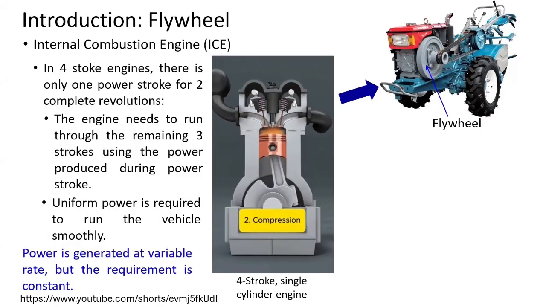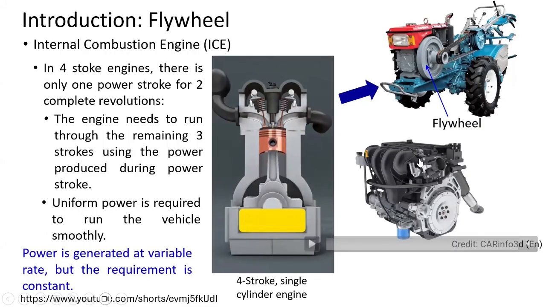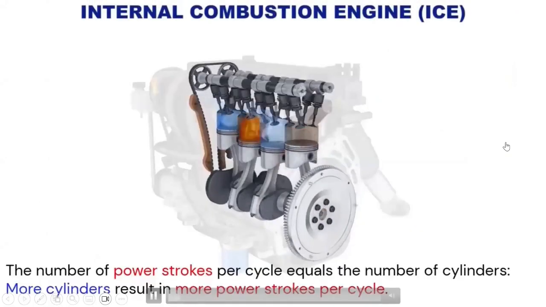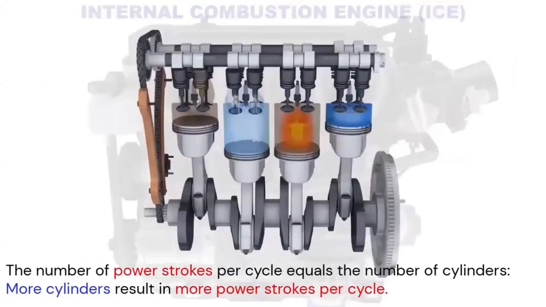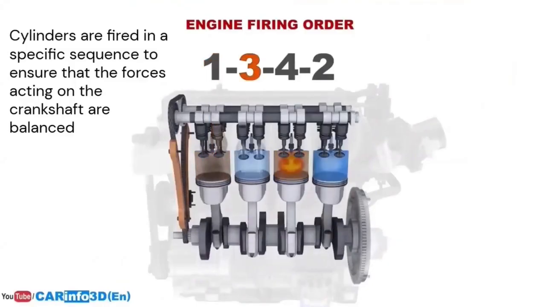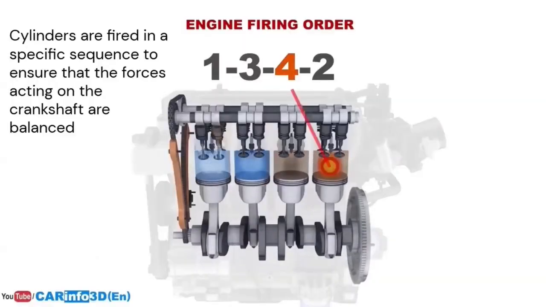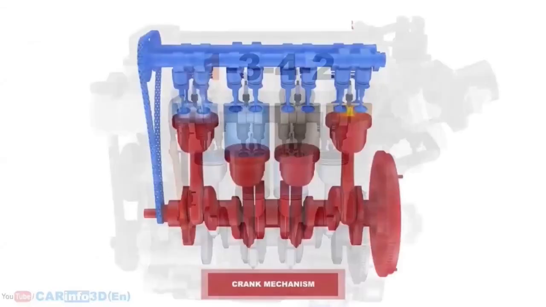Now, not all engines are of single cylinder. There are vehicles with multiple cylinders, mostly mid-size cars are of 4-cylinder engines. So let's see what's happening inside a 4-cylinder engine, for example. Now there are 4 cylinders connected to the same crankshaft. And as you can see, the cylinders are fired not at the same time, but at 4 different times. So the power stroke is evenly distributed across the engine cycle.